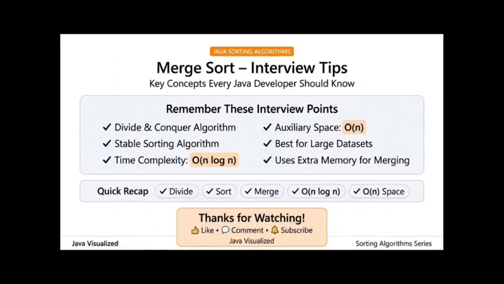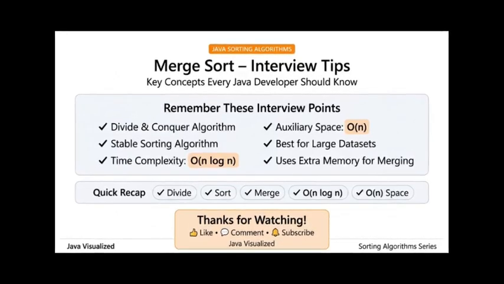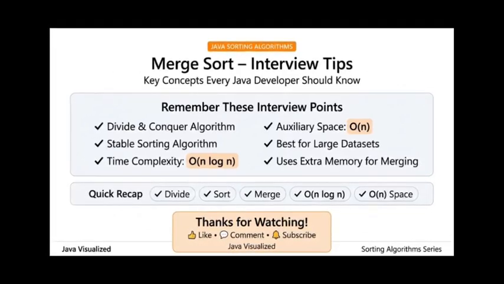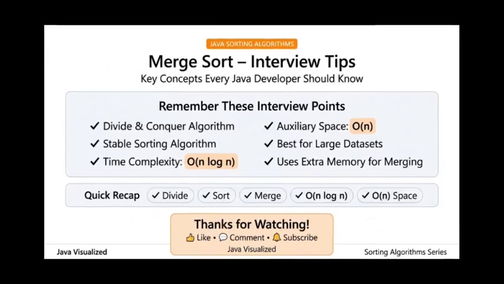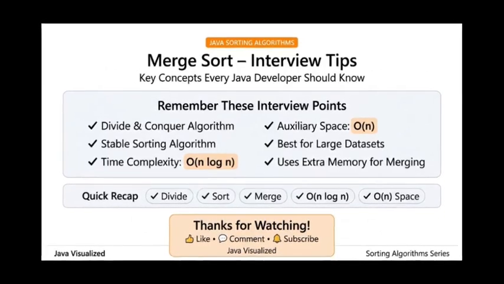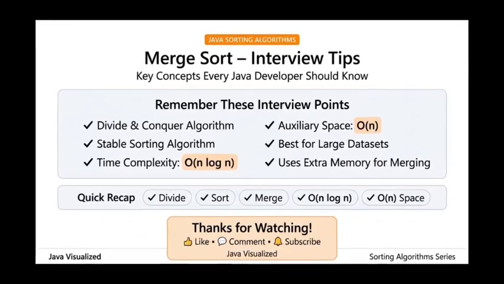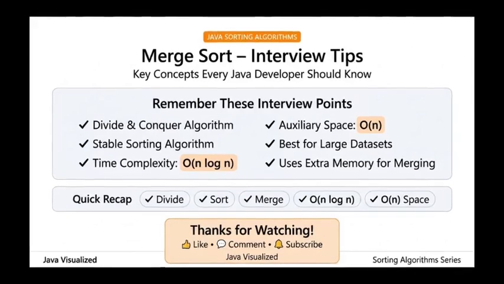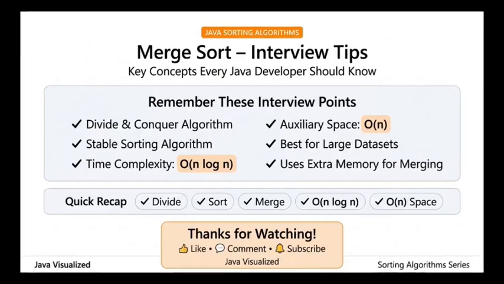Here are some important interview points to remember. mergeSort uses the divide and conquer strategy. It is a stable sorting algorithm, meaning equal elements keep their original order. Its time complexity remains O of n log n in every case, making it much more predictable than quicksort. Because of its stability, mergeSort is commonly preferred for sorting linked lists and for applications where maintaining the relative order of equal elements is important.